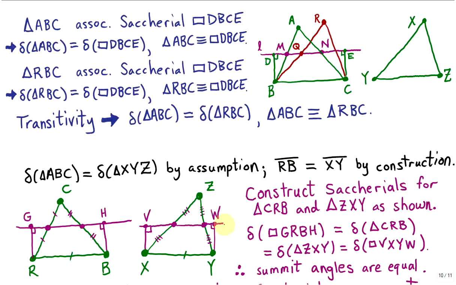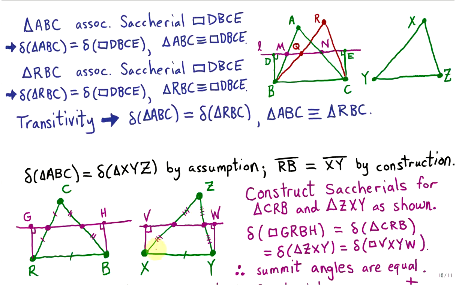So next, we'll construct the secarials for these two triangles, but to make the proof more comprehensible, we'll reorient the triangles so the matching sides are both at the bottom of our diagram. So we'll construct the secarials as shown, and then we have a series of equalities. The angle deficit of this secarial, GRBH, is equal to the angle deficit of this triangle, CRB. But the angle deficit of this triangle is equal to the angle deficit of our other triangle, XYZ.